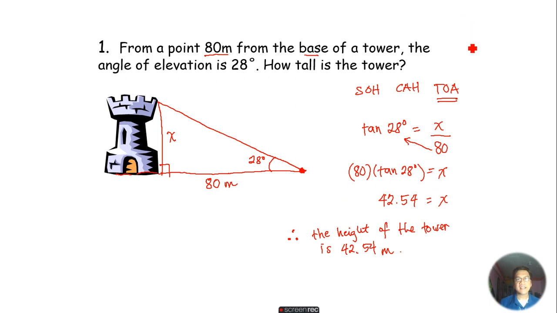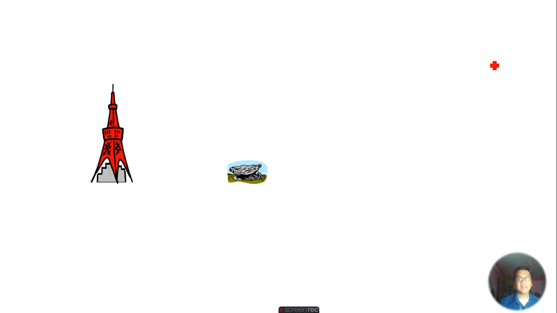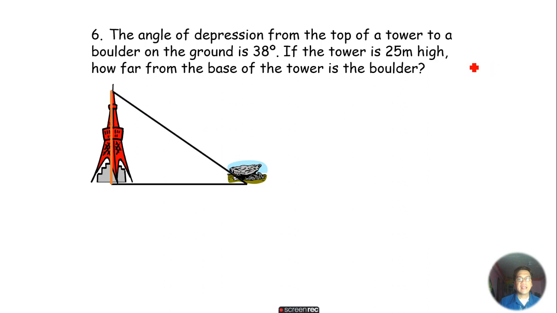Now let's look at the second one. Okay, so this is the second one. The angle of depression from the top of the tower to a boulder or a stone on the ground is 38 degrees. If the tower is 25 meters high, how far from the base of the tower is the boulder? So this is our illustration. This is our tower, and this is our stone.